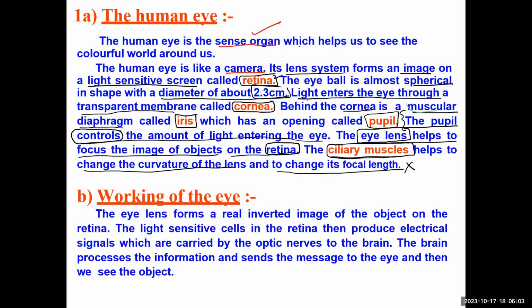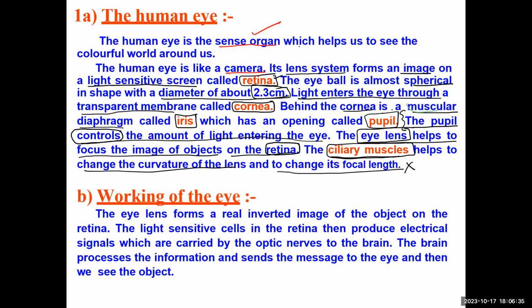Then what about the light? How does the light enter? The light enters the eye through a transparent membrane called the cornea. Behind the cornea, there is a muscular membrane. That muscular membrane is called the iris. This iris has an opening, and that opening is called the pupil.